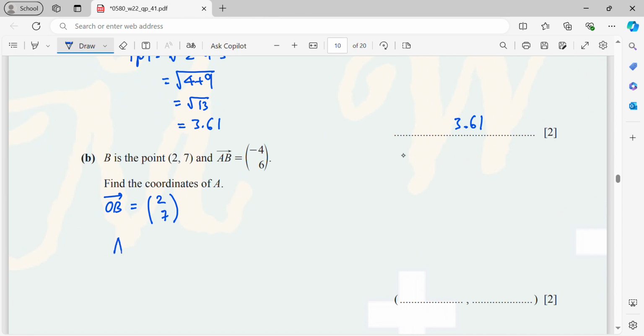And then AB is defined as OB minus OA. And now you need to find coordinates of A. Before you get the coordinates of A, we need to calculate the vector OA first. So I get the OA as the subject by moving it to the left side, and then the vector AB will be moved to the right side.